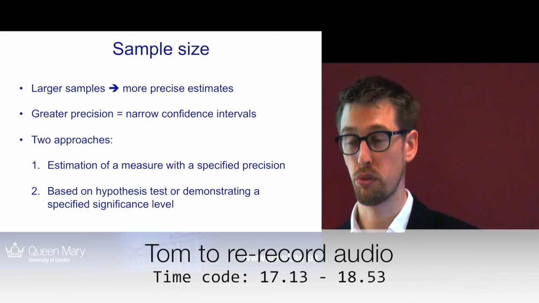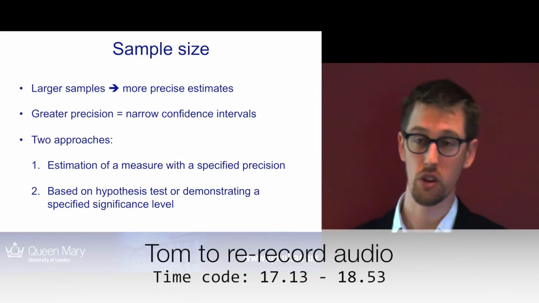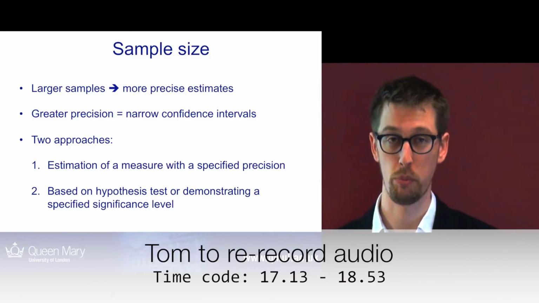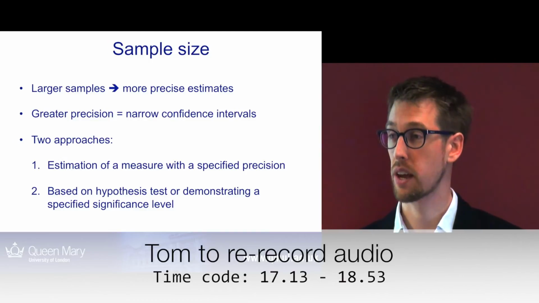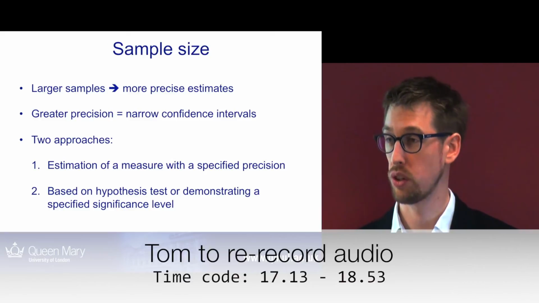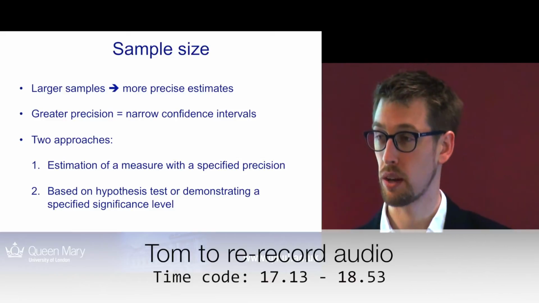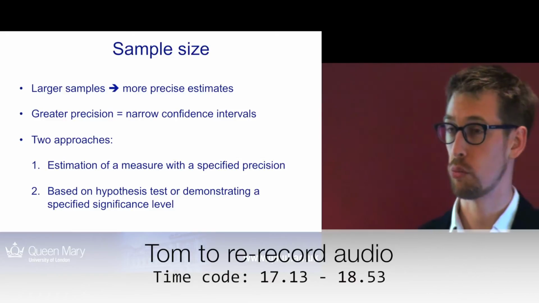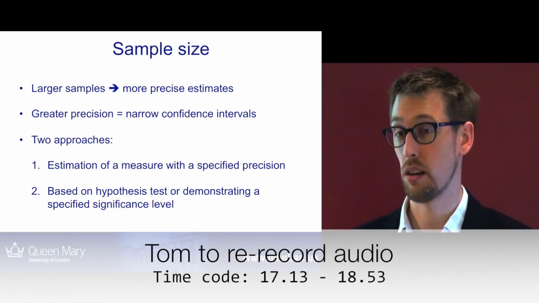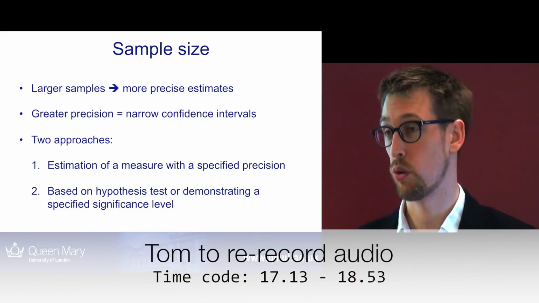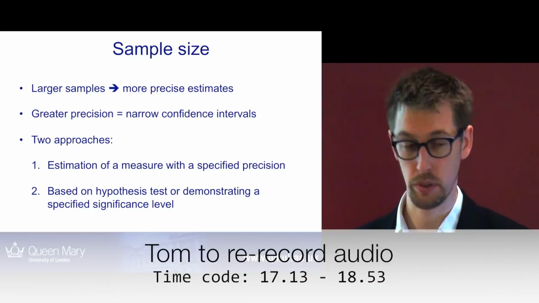There's two approaches, broadly speaking, to calculating sample sizes. You're either trying to estimate a measure with a specified precision, so you're defining that precision, or you're basing your sample size calculation on a hypothesis test of whether or not you're going to reject the null hypothesis, and you're pre-specifying that significance level. Now, usually that significance level will be 5%, 0.05, but sometimes some people like to specify an even lower significance level, so let's say 0.01, and that's, I think, more common with genetic studies, although I don't have a lot of experience with those.